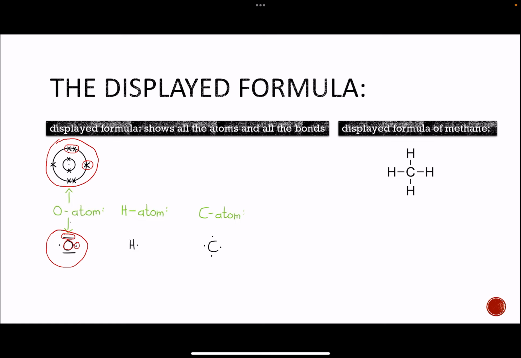And on the right hand side, you can see the displayed formula of methane. We have seen the dot and cross diagram earlier, and here is the corresponding displayed formula. So what we can see here, the dash represents our shared pair of electrons, and it represents 2 electrons that are in between the carbon atom and this hydrogen atom.